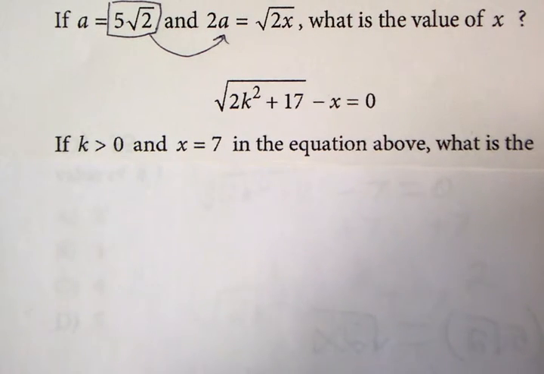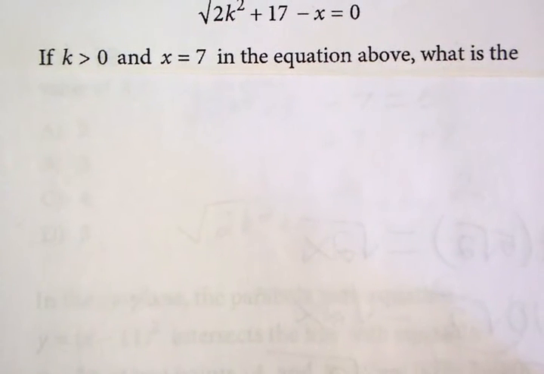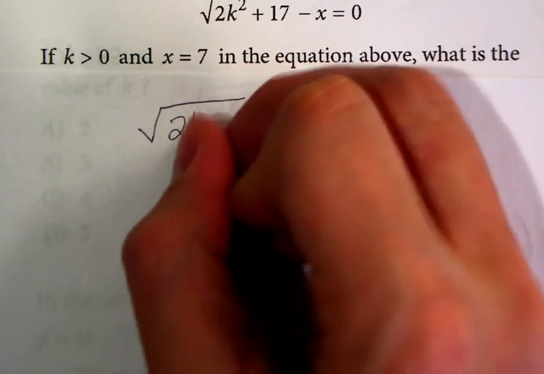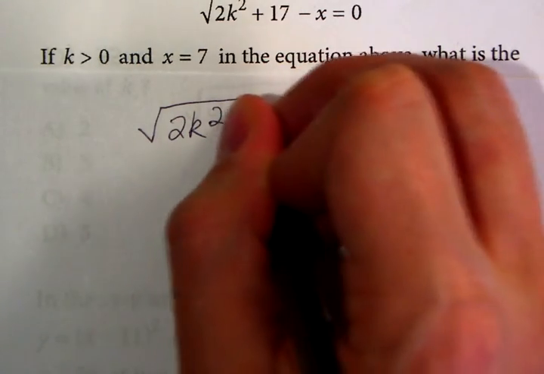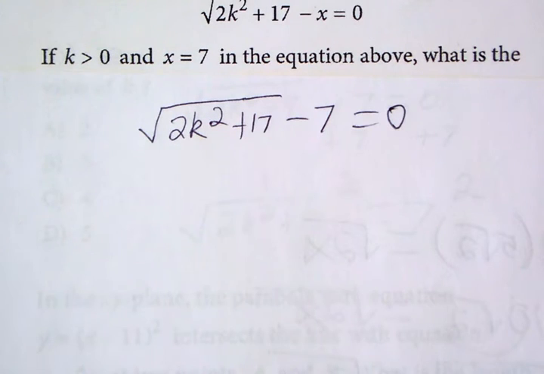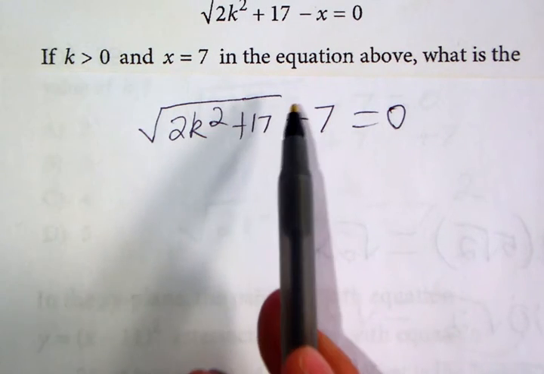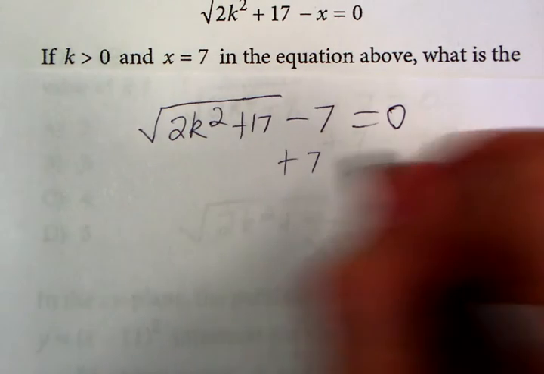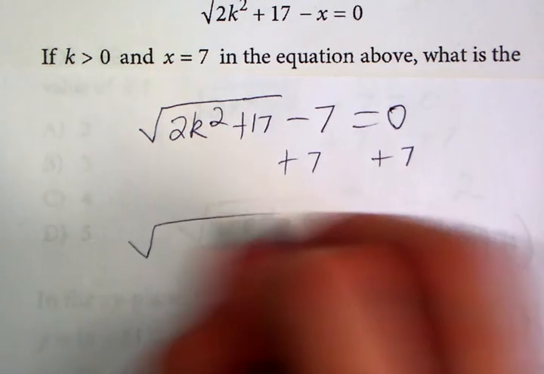For this next problem, they tell us that root 2k squared plus 17 minus x is equal to 0. And we can plug in our x value. We get root 2k squared plus 17 minus 7 is equal to 0. The first thing we want to do is get this radical all by itself so we can square it to cancel out. We'll add 7 to both sides to make this happen.